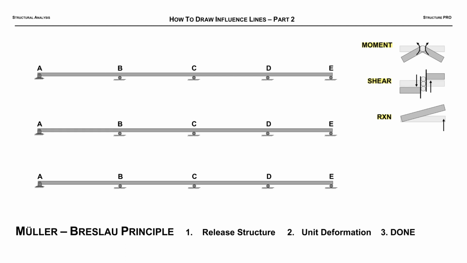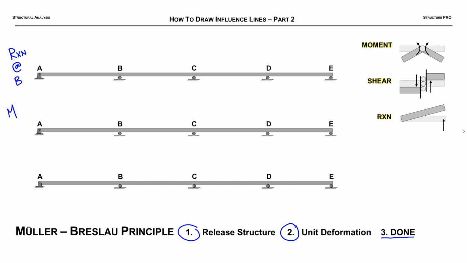So I put the moment, the shear, and the reaction, the releasing and deforming steps up at the top right here. At the bottom, in word form, the Muller-Breslau principle. Just 3 simple steps, really 2. Release the structure and perform a unit deformation. Done. You got your influence line, in the form of the deformed shape of the structure.